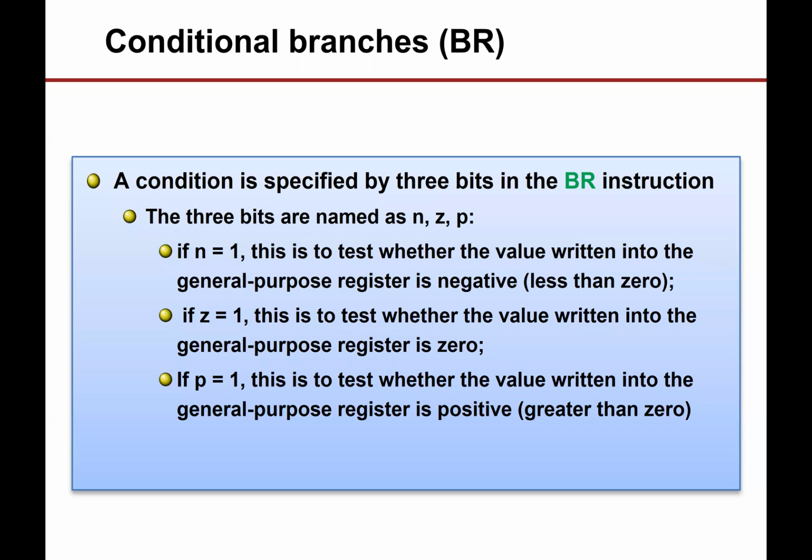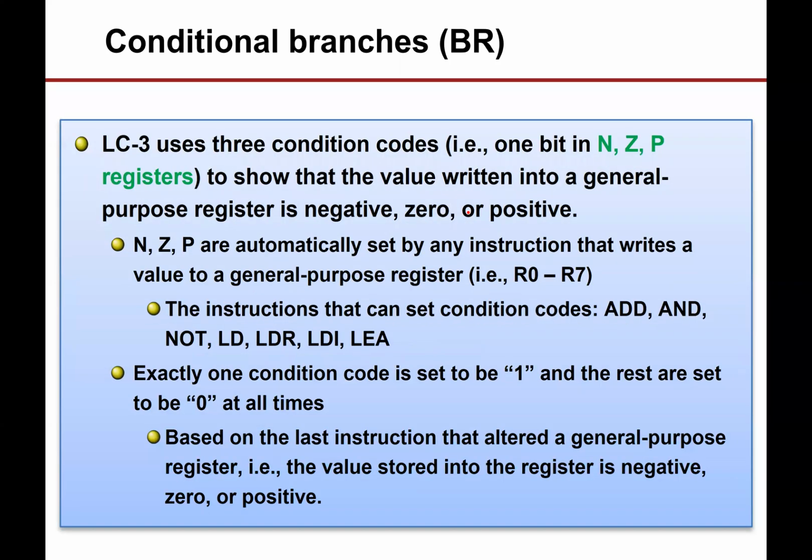So there are 3 condition bits in lowercase NZP. So they are lowercase, not the capital uppercase. LC3 also uses 3 condition codes. So they are uppercase NZP. The NZP here, actually, they are 1-bit registers, right? This is to show whether the value written into a general purpose register is negative, 0, or positive, right?